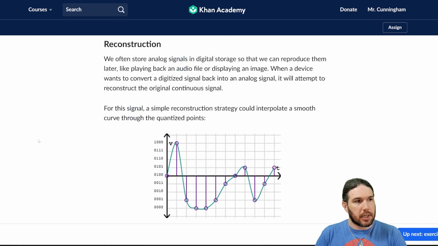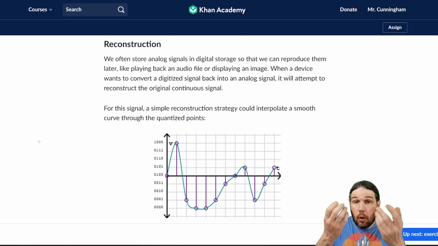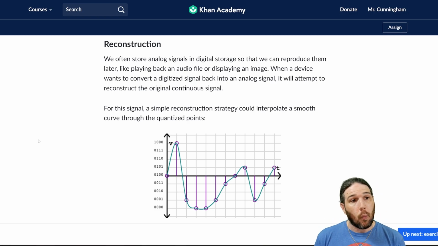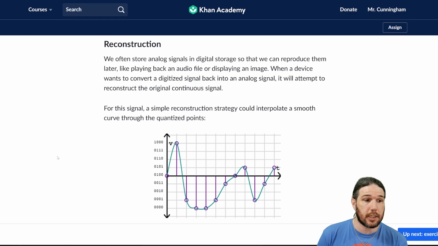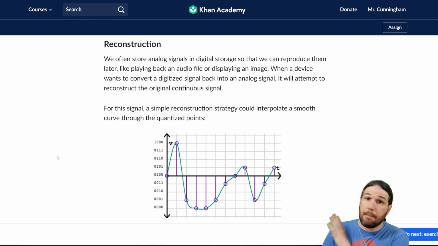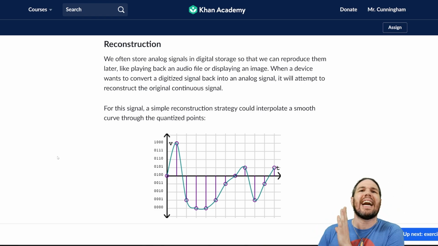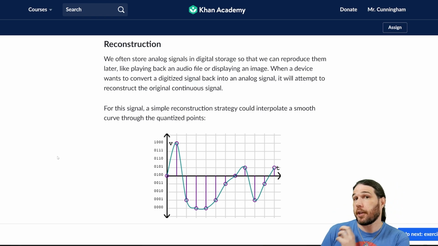Finally, reconstruction. We often store analog signals in digital storage so that we can reproduce them later, like playing back an audio file, displaying an image, or listening to a YouTube lecture. When a device wants to convert a digitized signal back into an analog signal, it will attempt to reconstruct the original continuous signal. For this signal, a simple reconstruction strategy could interpolate, which just means sort of guesswork, a smooth curve through the quantized points. So as you can see, they took those same points we've been working with the whole time, and sort of estimated a curve that could go through those points.